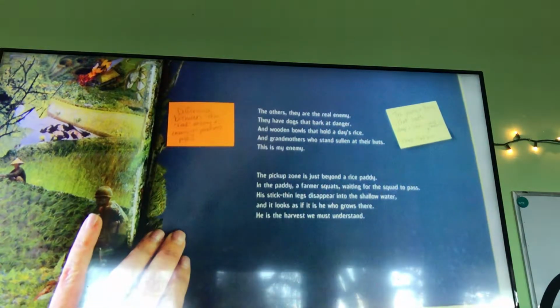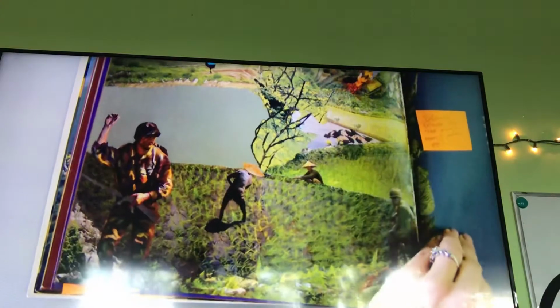The pickup zone is just beyond a rice paddy. In the paddy, a farmer squats, waiting for the squad to pass. His stick-thin legs disappear into the shallow water, and it looks as if it is he who grows there. He is the harvest that we must understand.